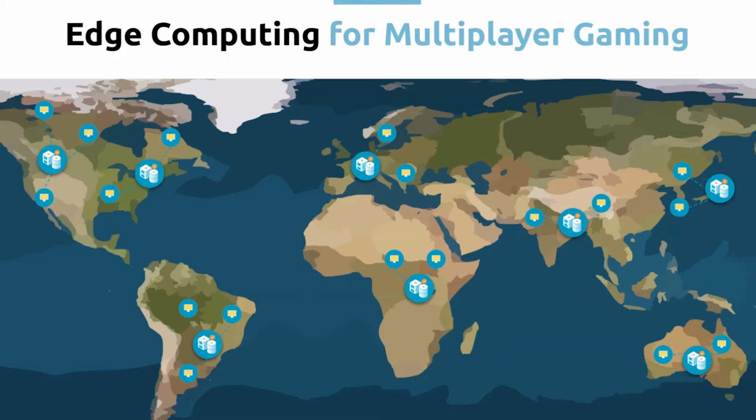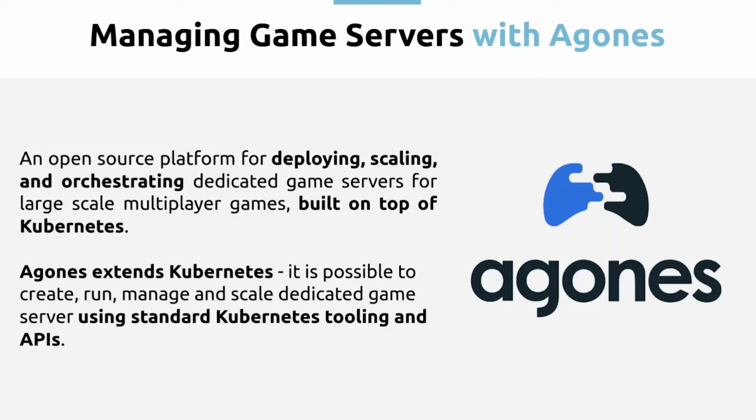So for multiplayer online gaming, we have to take into account these dynamic resources that must be created and deleted. And also we have to take into account latency. Now, in order to set up an edge computing solution for multiplayer games, we are going to use several technologies. So let's start from Agones.